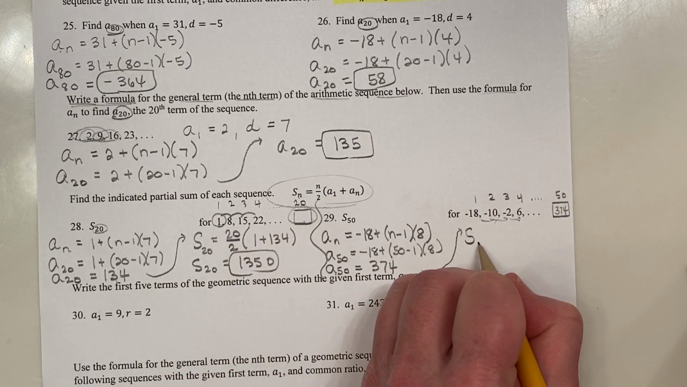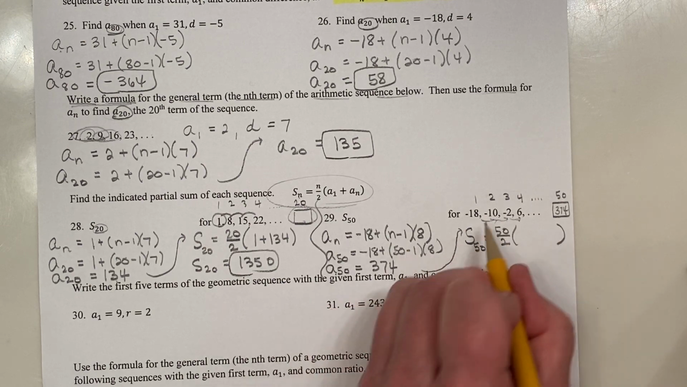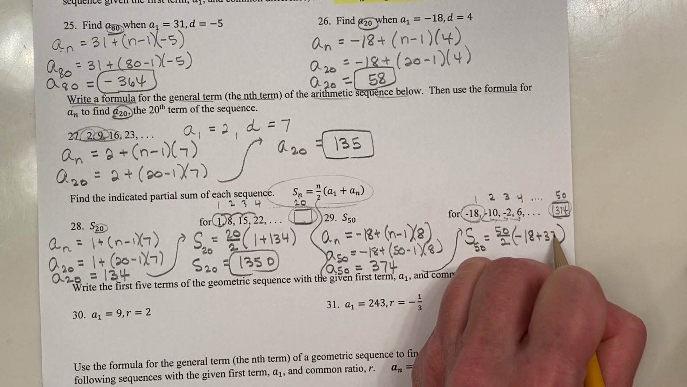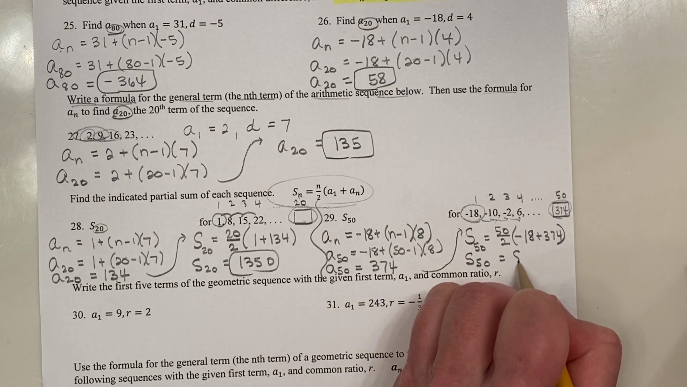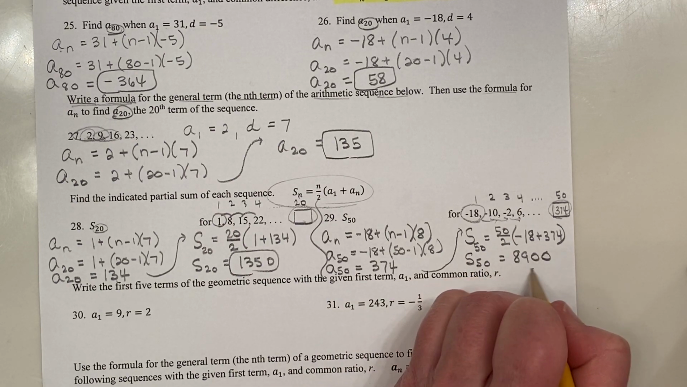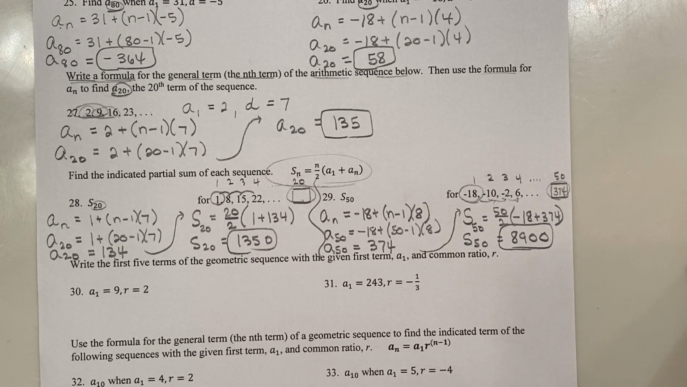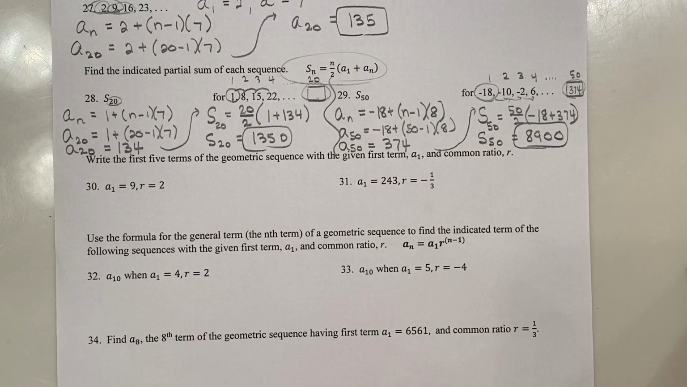So the sum of 50 numbers equals 50 divided by 2, where I'm going to add the first and the 50th term. And if I did my math right, that's 8,900. Okay, so it looks like the remaining questions are a review of geometric sequences, maybe looking at particular terms of a geometric sequence, finding particular terms, and then probably adding a certain number of terms in a geometric sequence.